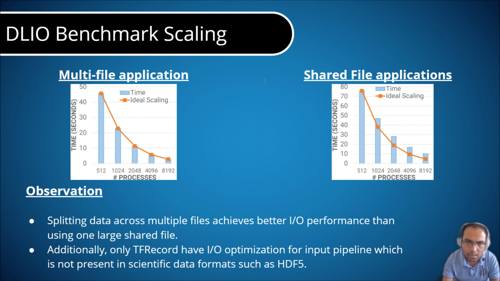The application on the left is the ImageNet benchmark, which uses multiple TFRecord files. In this, we see that the TensorFlow framework can efficiently provide good I/O performance as the scale increases. This is because TFRecords are well integrated within the framework. Whereas on the right, we have a shared file application, DFFN, which uses HDF5, which is not well integrated within TensorFlow. In this case, we see that as we increase the scale, the I/O performance suffers and becomes suboptimal.